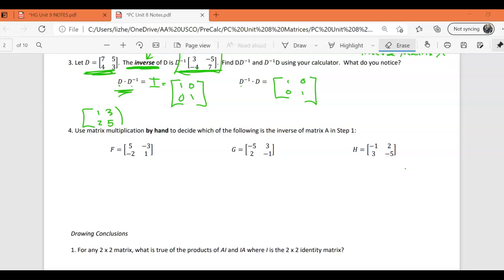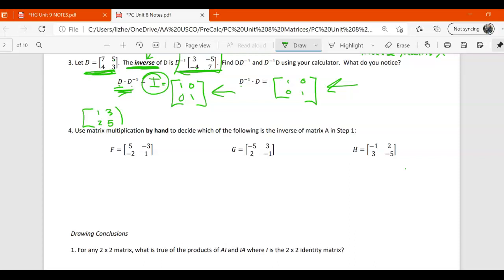Okay, so I believe that we've covered the inverses. If you multiply the matrix times its inverse, you should get the identity. So you could go into your calculator, put D in right there, 7, 5, 4, 3, put the inverse matrix of D in, 3, -5, -4, 7, and multiply those together, and you will get the identity matrix. It does not matter which order you do it, you will still get the identity matrix.